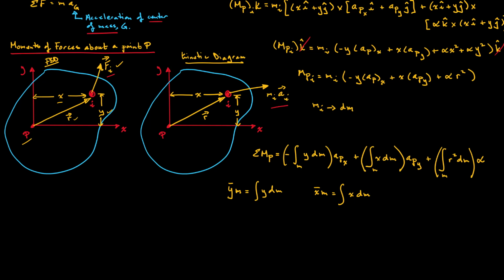So we can see that the first two terms on the right-hand side have something to do with the center of mass. And what we could say is that we can just rewrite this as the sum of the moments about point P is equal to the negative of y bar multiplied by the mass multiplied by apx, the x component of acceleration at point P, plus x bar multiplied by the entire mass of the rigid body multiplied by APy.